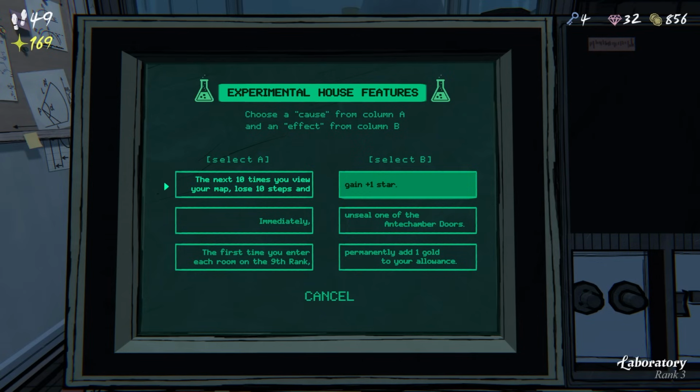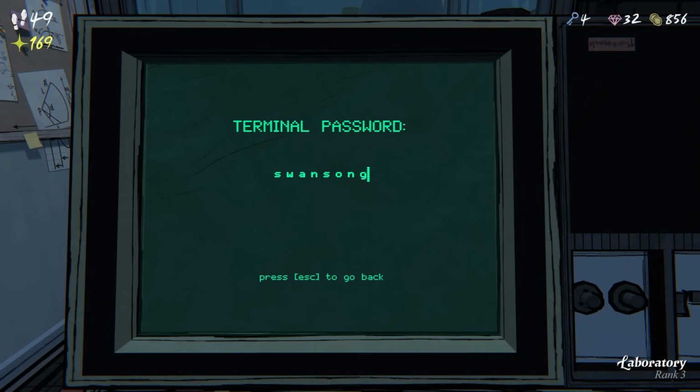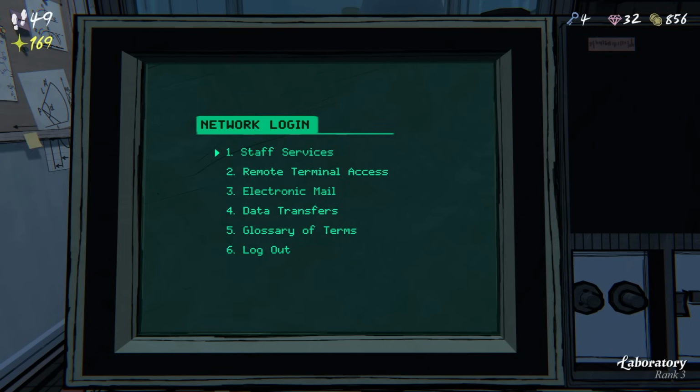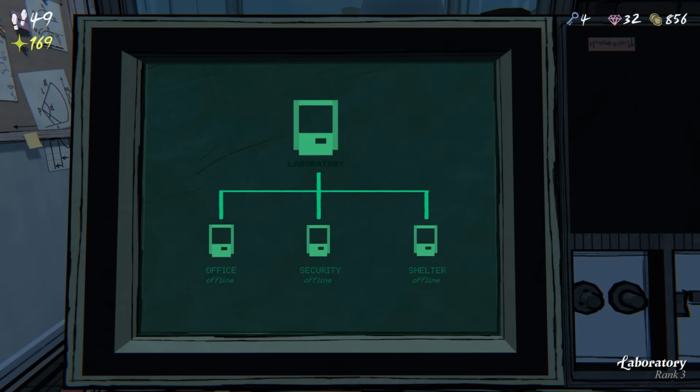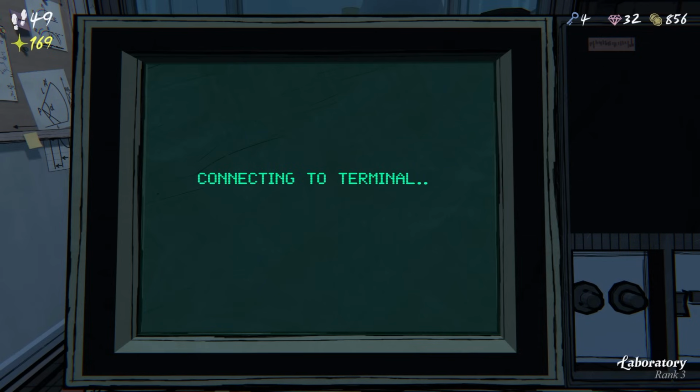Huh, let me think for a second. We're gonna wait. I'm gonna plan on doing what I did last time to try and get as many stars as possible. I'm gonna go for 10 stars by getting 100 moves. So let's view the active terminals. Let's go ahead. Let's go to the security one. Let's say yes.